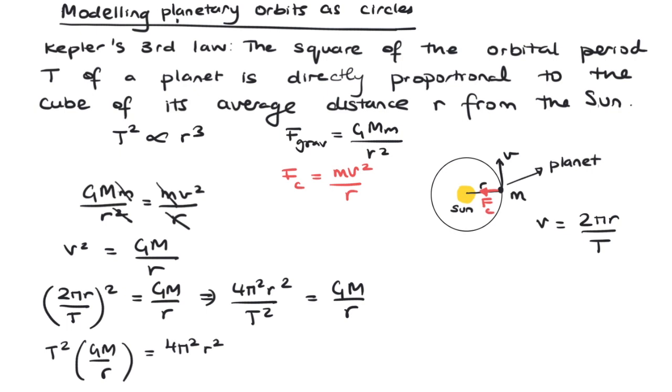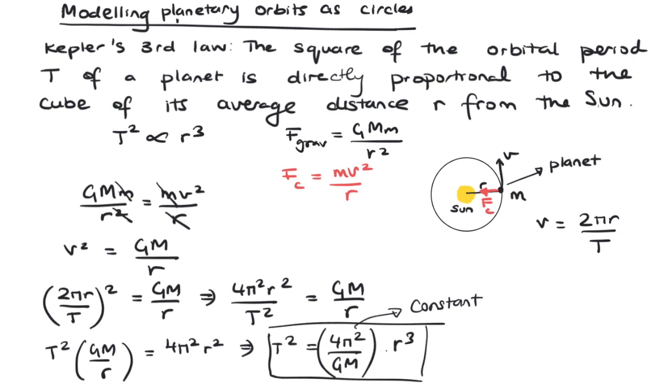Multiplying both sides by r will give me T squared, and at the same time I'm going to divide both sides by GM. So T squared equals 4 pi squared over GM times r cubed. So this is our proportionality constant for a particular star, such as our Sun. This is a proof of Kepler's third law, which often comes up in the exam, so it's worth remembering. And further to this, you could be asked a question about a T squared versus r cubed graph.